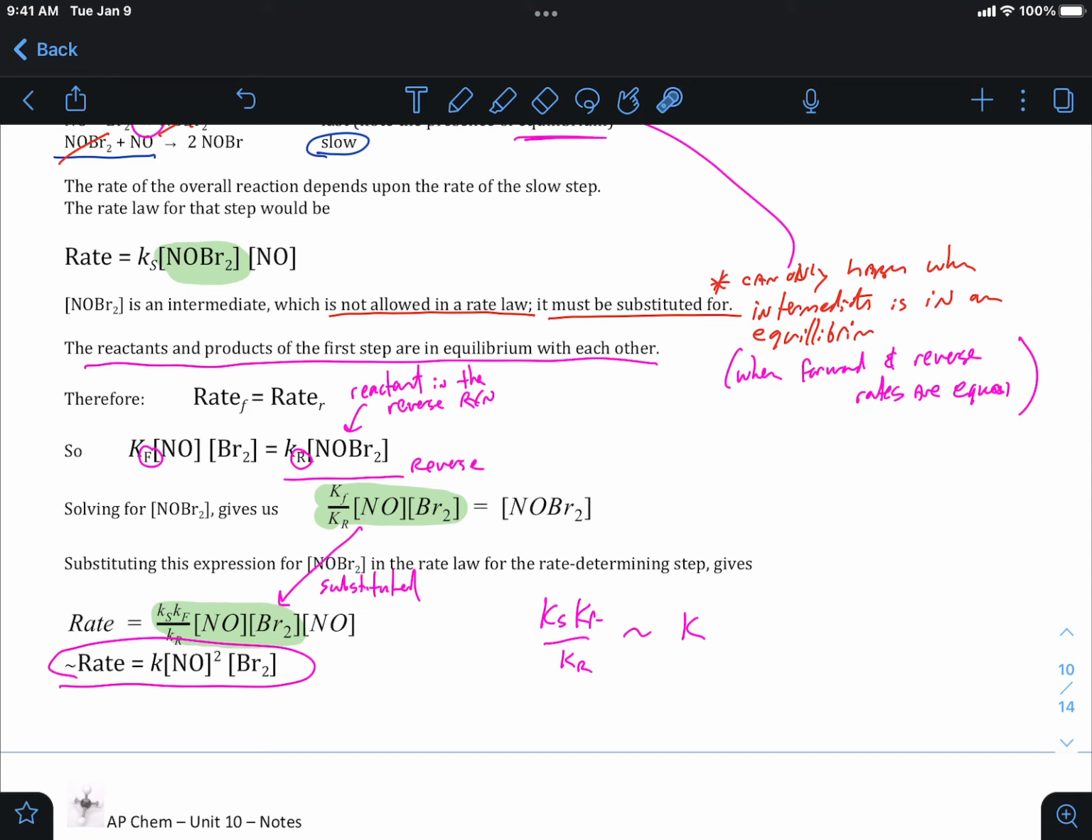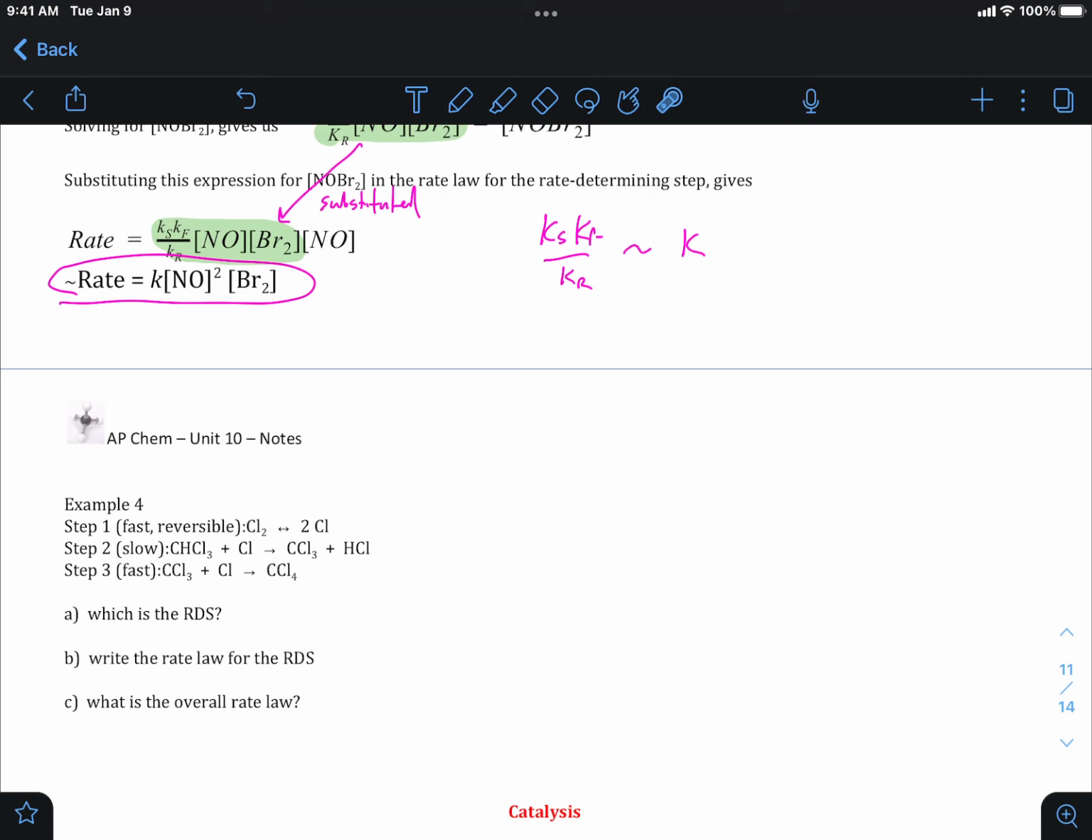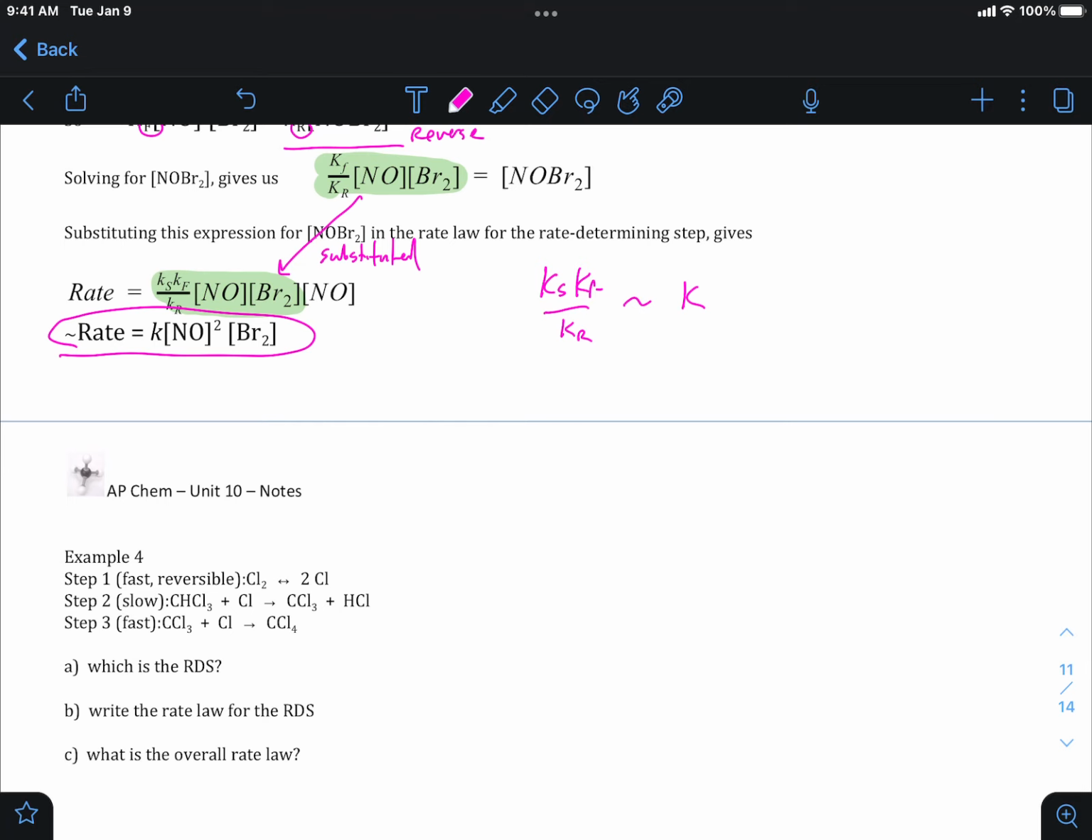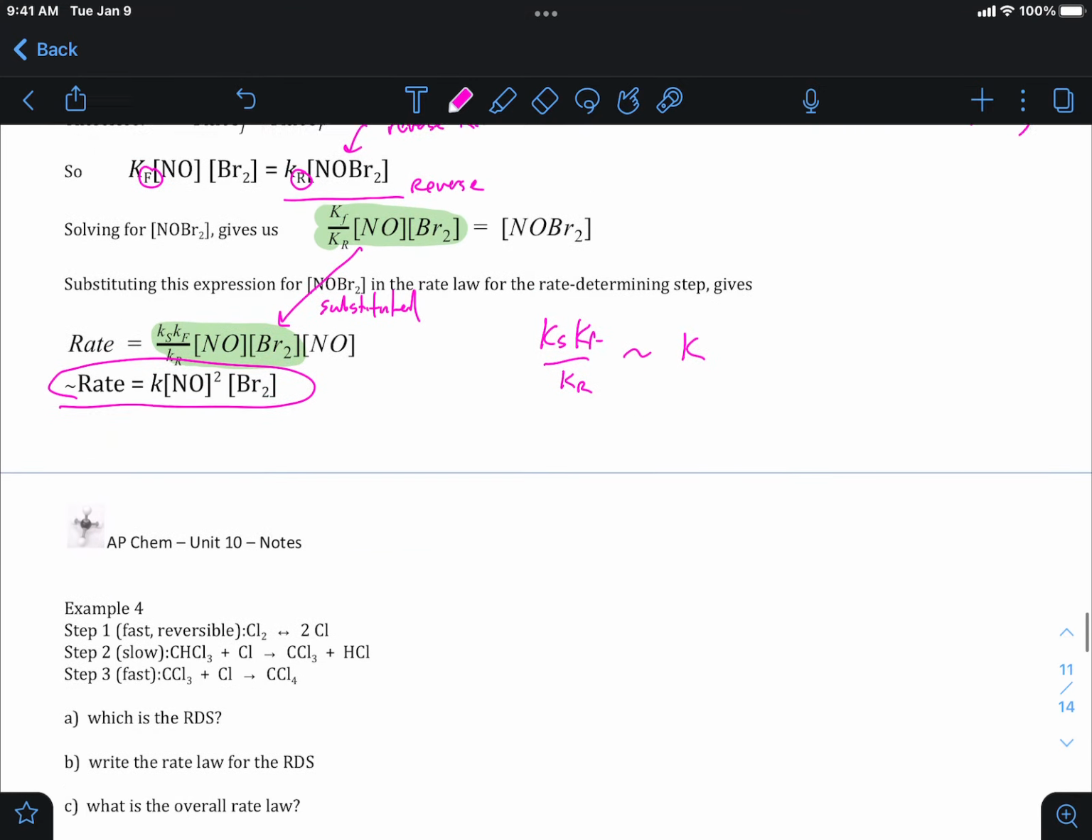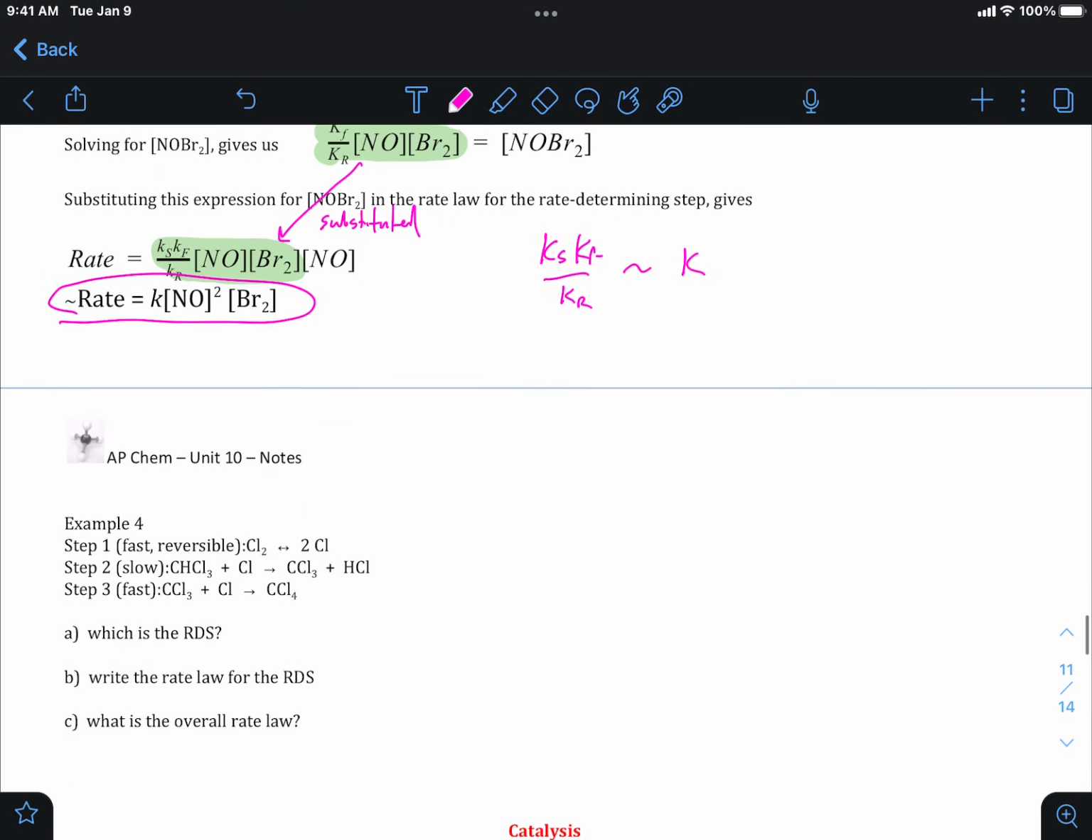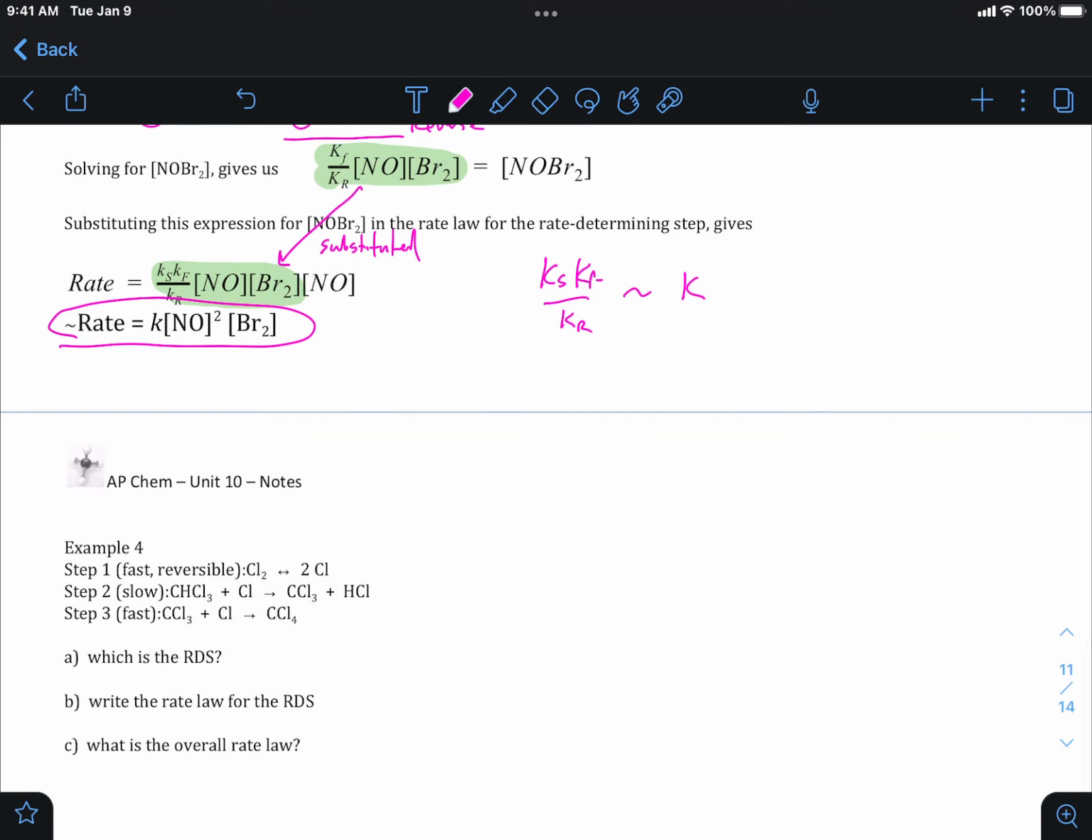All right. And the last example then. Take a look at this example. Where's my overall reaction here? Oh, well, okay. We have to come up with the overall reaction. So let's add everything up. Let's see if anything cancels here.